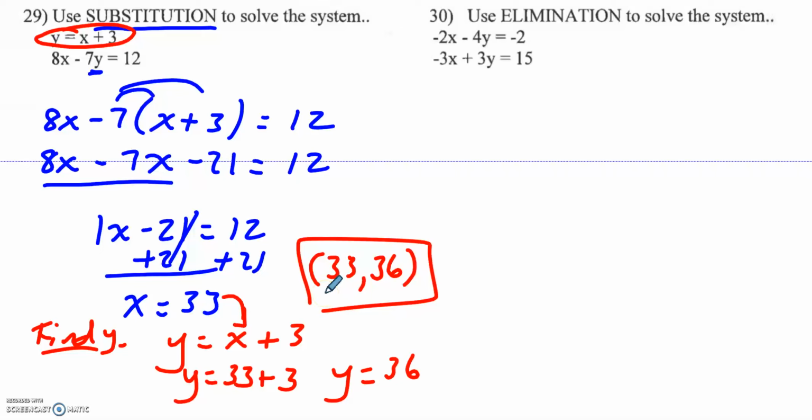And if you're interested, on this test or on the final exam, remember, this is a point x, y. So you could take 33, plug it in here, take 36 and plug it in here, and see if this equation's true. You could take the 33, really do like 8 times 33 minus 7 times 36. And if you do that, that should equal 12. If it doesn't, you know your answer isn't right.